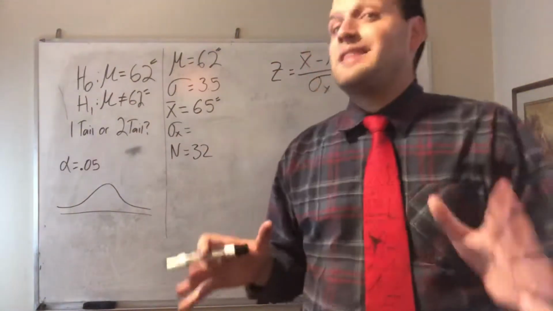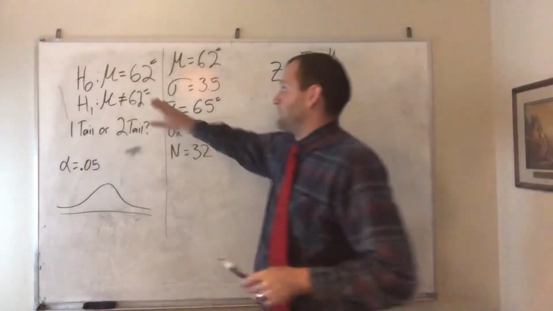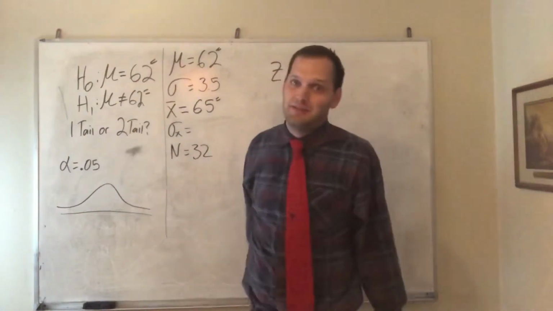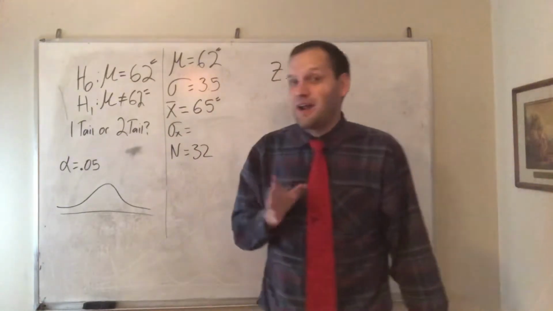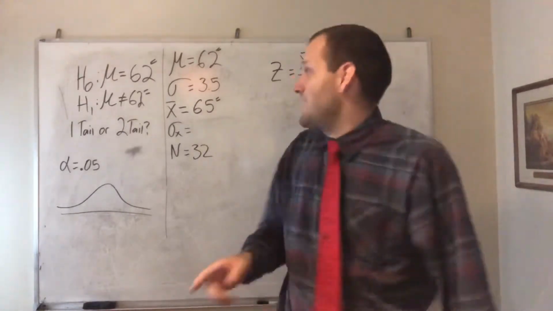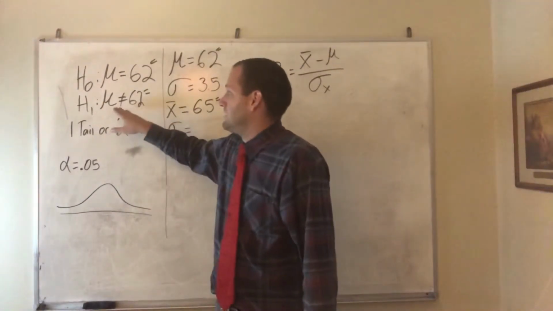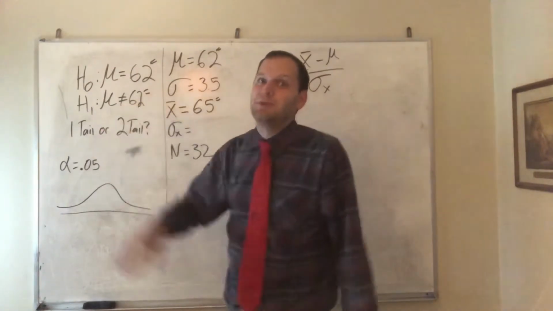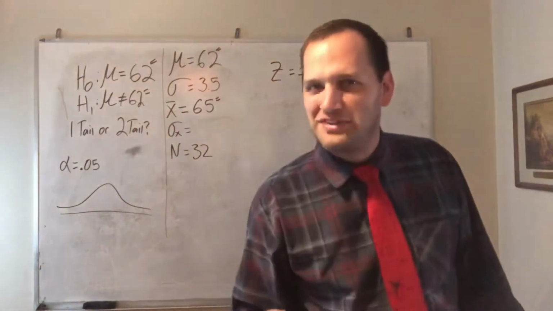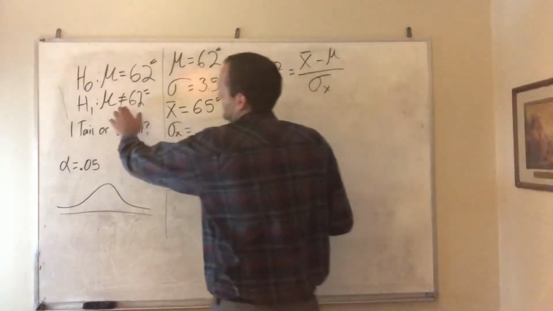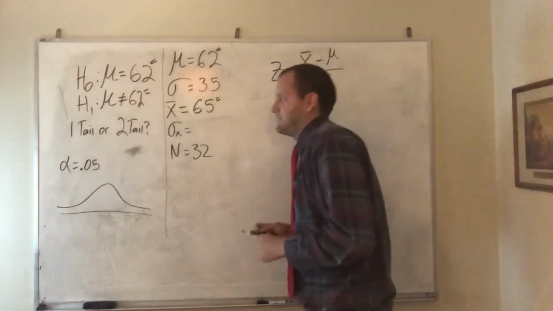Now, the school is saying that it is 62 inches tall. So that's our null hypothesis. If we're wrong, then nothing exciting happens. However, if we're right that it's not 62 inches tall, that means that it could either be greater or less than. So that must be the alternative hypothesis, because that's a little bit more exciting. Something's happening. The school isn't right. So we have that as the alternative hypothesis.